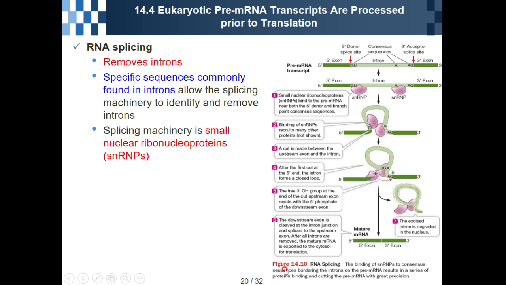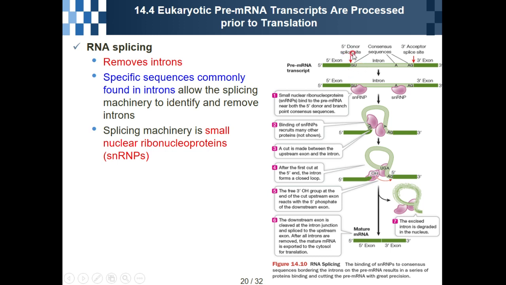If you see figure 14.10, there is detailed information on RNA splicing, but you don't have to know the full procedure. I will teach it very simply. This is exon, intron, and exon. The intron has a specific signal sequence, starting with GU, with an A in the middle, and AG at the end. But you don't have to memorize this sequence.